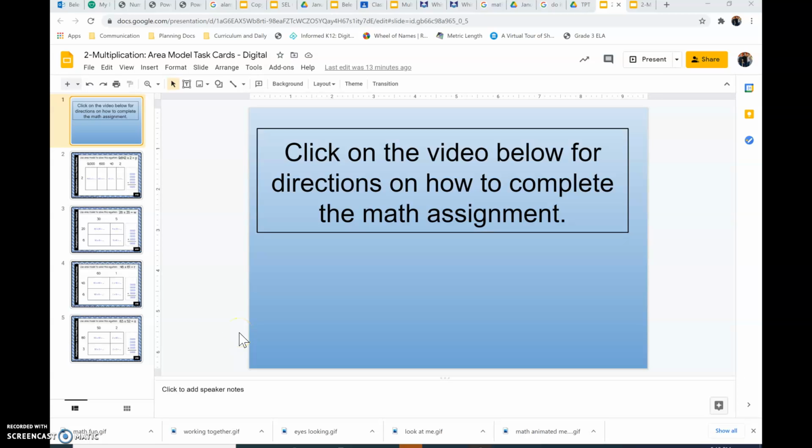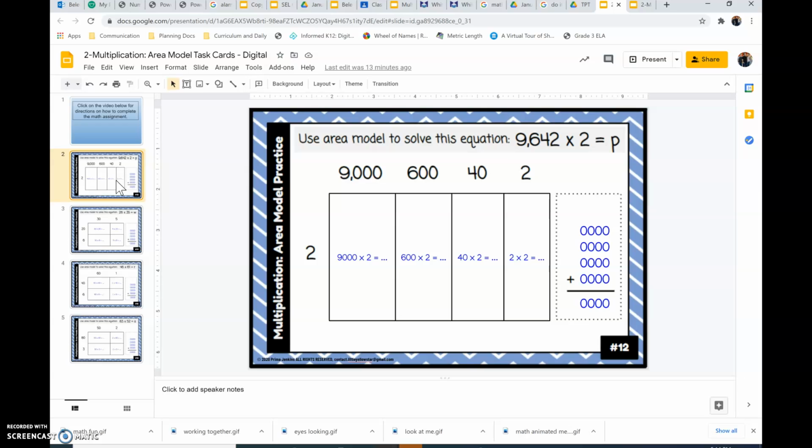Hey guys, I just want to model how to complete your math homework for Tuesday, January the 19th. So we focused on the area model today during math class. So you're going to practice that skill on these next 3 slides. So the first slide you'll see will be done for you because I'm modeling it in this video.